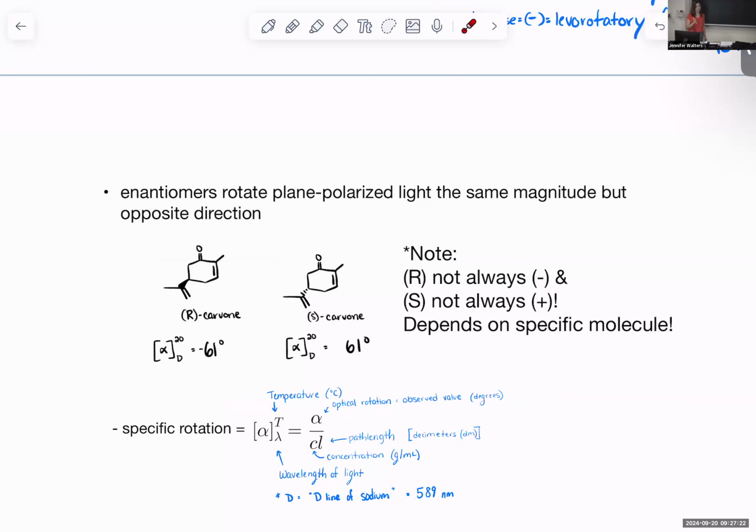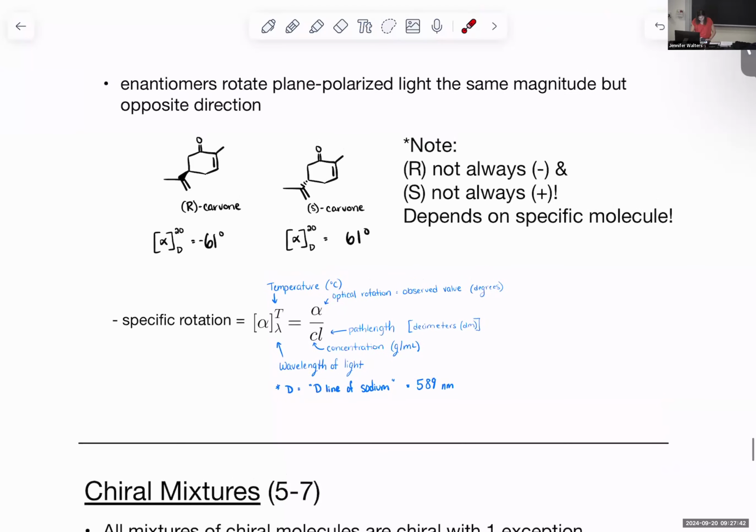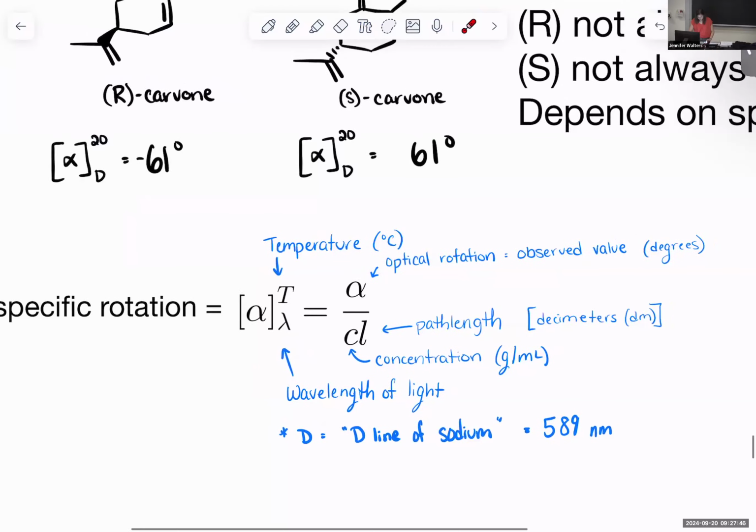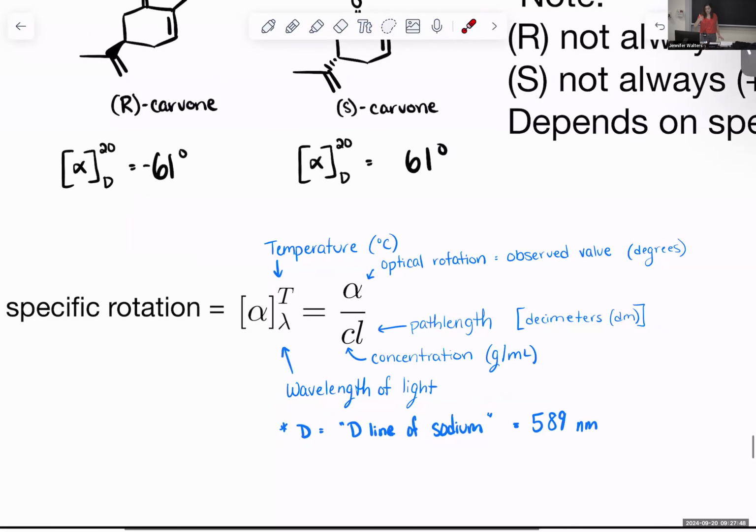R and S is that priority based on atomic numbers. The positive and negative, you have to actually observe it. That is, you got to do it in a lab and figure out what the actual value is, right? You can't just look at a molecule and know. You have to test it. That's how you get the plus and minus. That's how you get D and L. When you calculate your specific rotation, that is an intrinsic property. So that specific rotation is going to be uniquely identifying of our molecules.